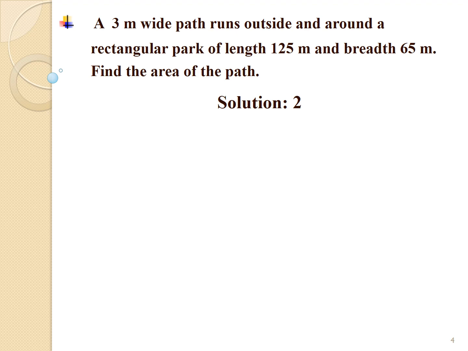Now, question number 2. A 3-meter wide path runs outside and around a rectangular park of length 125 meters and breadth 65 meters. Find the area of the path.